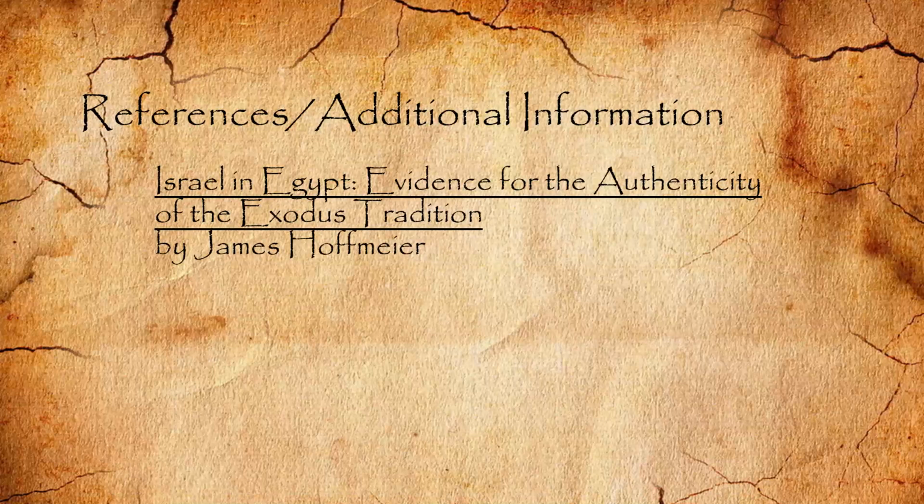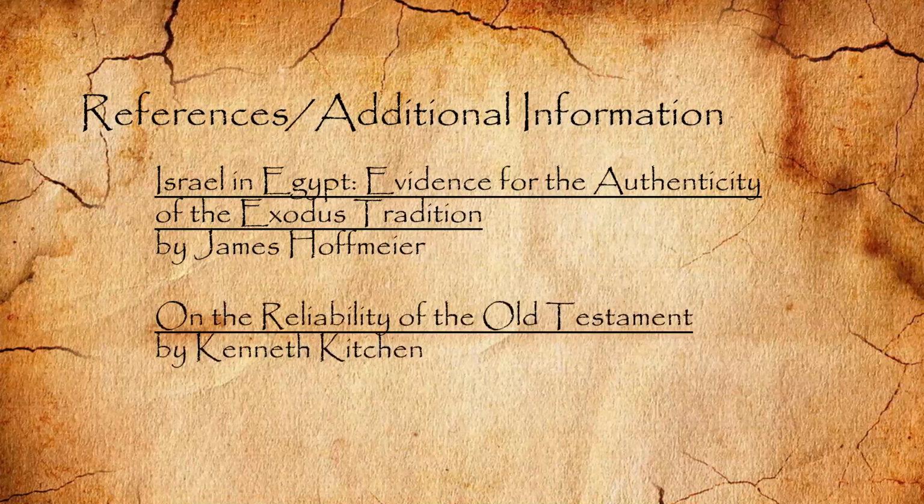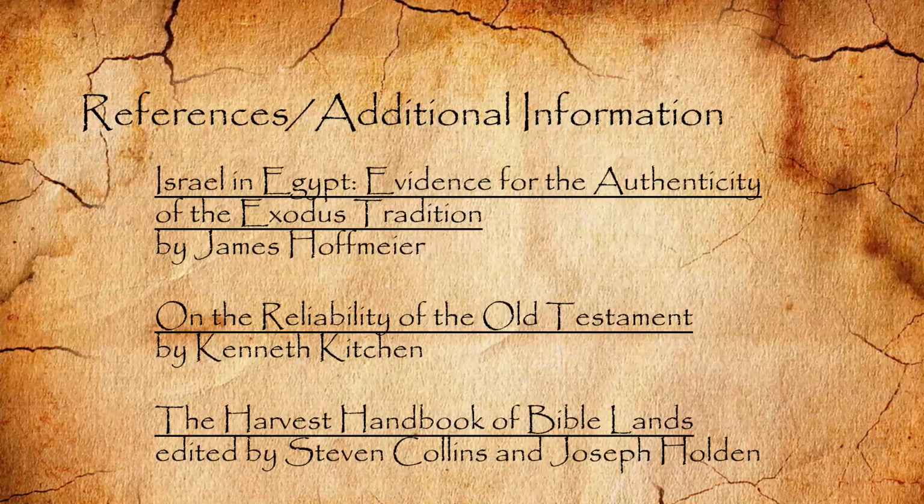And then we also have our standards. We have On the Reliability of the Old Testament by Kenneth Kitchen, and he has a section on the Mosaic Covenant and Hittite treaties. It'll make your eyes water at just how much detail he goes into on these various treaties and how they line up with the Mosaic Covenant. And then finally, again, the Harvest Handbook of Bible Lands is a good general reference to use.